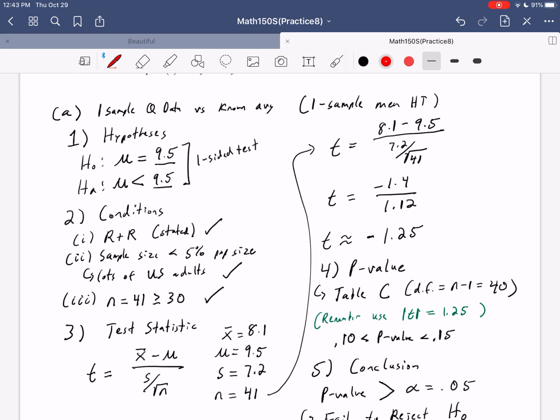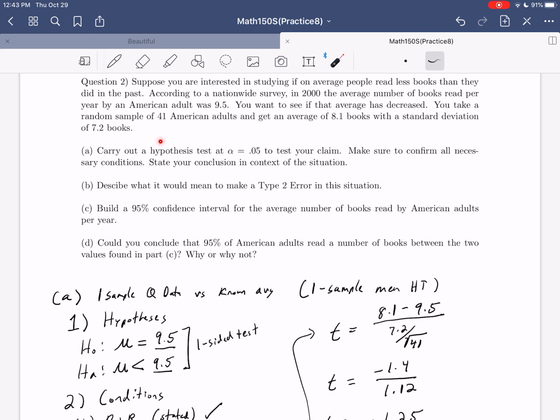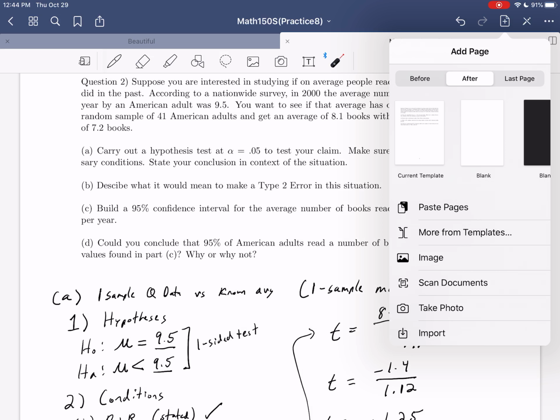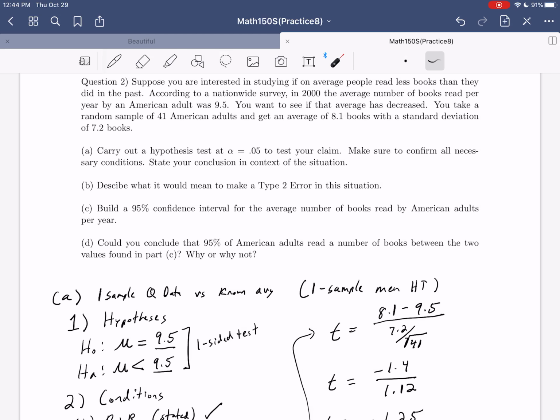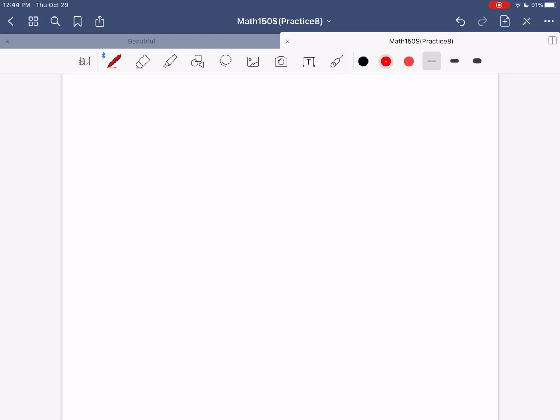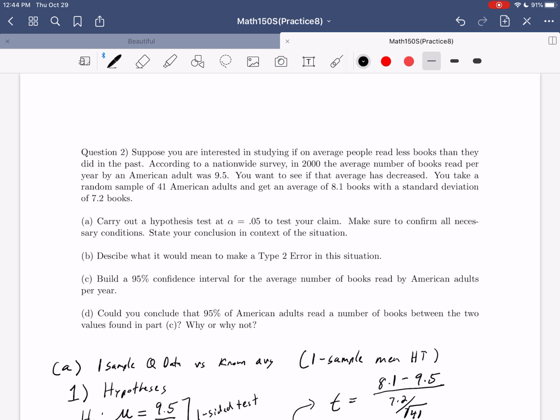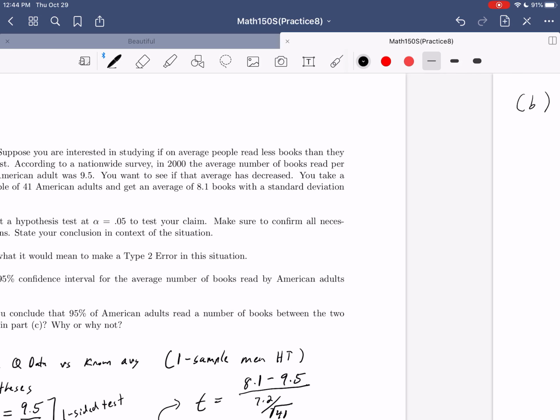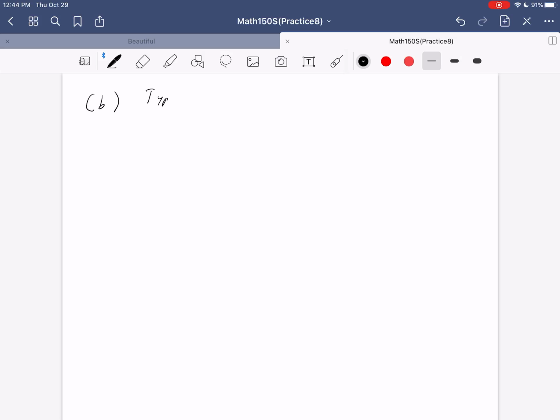All right, so after all that, we've gone ahead and completed part A, which was carrying out this hypothesis test. Now we're going to do a couple quick follow-up things. So let's go ahead. I think we already actually have a blank page, yep. And let's go ahead and talk about part B. For part B, we're supposed to discuss what it would mean to make a type 2 error in this situation.